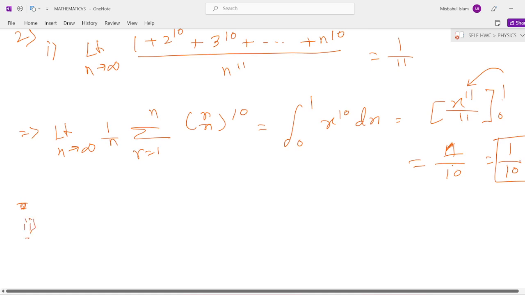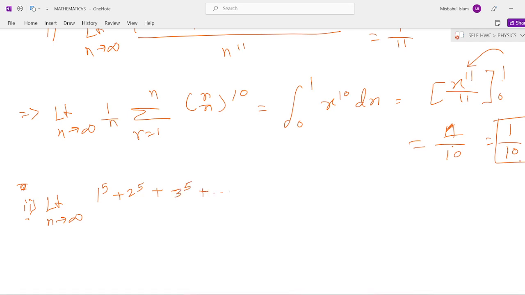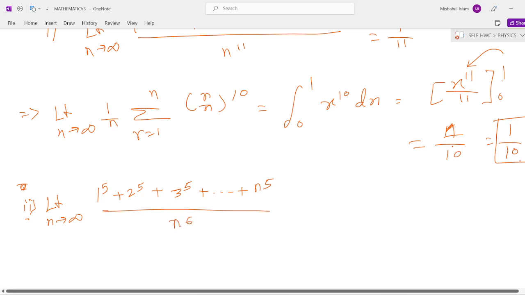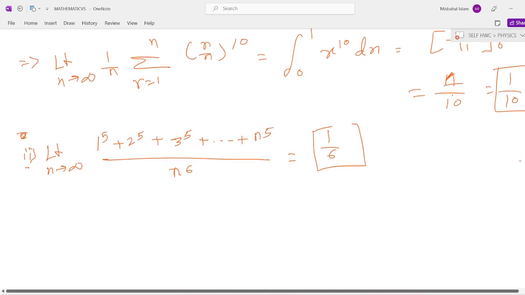Question number 2. This question is: the limit as n tends to infinity of (1 to the power 5 plus 2 to the power 5 plus 3 to the power 5 plus dot dot dot plus n to the power 5) by n to the power 6 is equal to 1 by 6. How to prove this problem, 1 by 6? It's a very easy and simple problem.